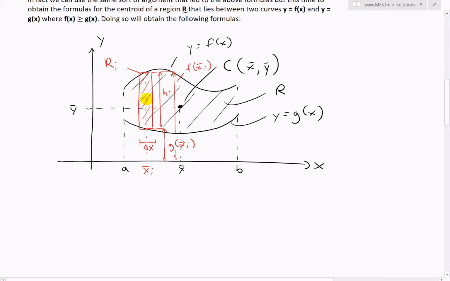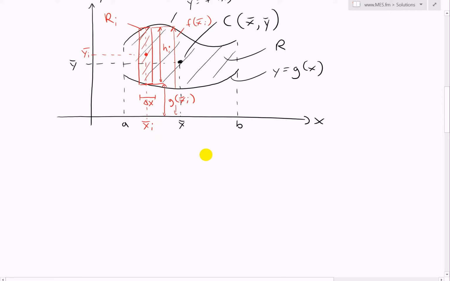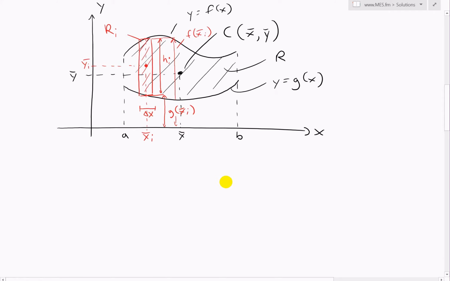The centroid of this rectangle is the exact center of this rectangle by symmetry. So this point all the way across here, we'll call yi-bar. This is the center of mass of this sub-region right here. Again, when we approximate with infinitely many rectangles and sum them up, we'll get this exact region here. And from here to here, by symmetry, is hi over 2, so it's half the distance.